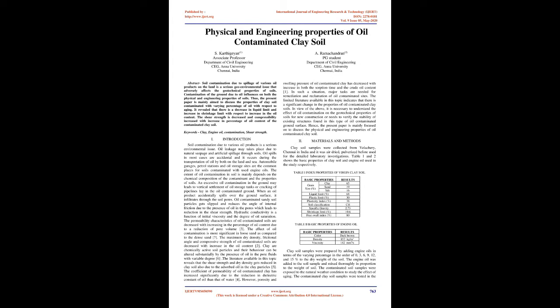When an oil product accidentally spills over the ground surface, it infiltrates through the soil pores. In oil-contaminated sandy soil, particles get slipped and the angle of internal friction is reduced due to the presence of oil in the pores, which leads to a reduction in the shear strength. Hydraulic conductivity is a function of initial viscosity and the degree of oil saturation. The permeability of oil-contaminated soils decreases with increasing oil content due to a reduction of pore volume 3. The effect of oil contamination is more significant in loose sand as compared to dense sand 7. The maximum dry density, frictional angle, and compressive strength of oil-contaminated soils decrease with increase in the oil content 2.